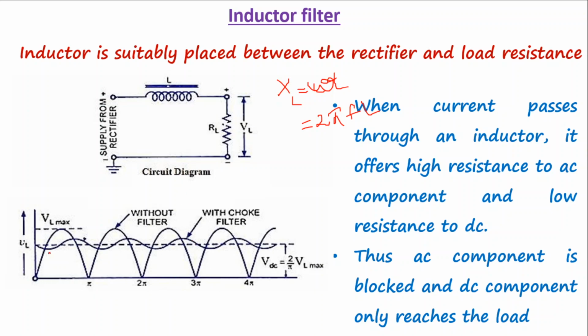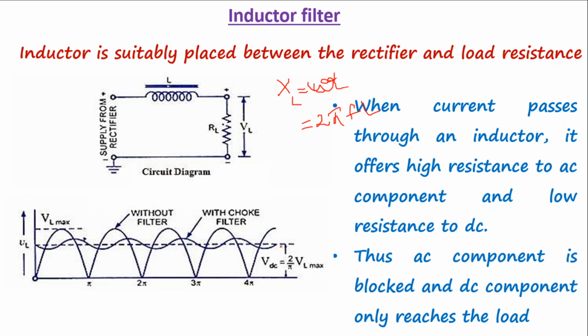Now we will see the input signal. This is the input signal here without filter, that is the supply from the rectifier. So the rectified output is like this. It is a sinusoidal kind of oscillation. This is the maximum peak voltage, Vmax, here marked as VLmax. Now this is the average DC, VDC, which is 2Vm by pi, and it is marked here. So this is the average level of DC.